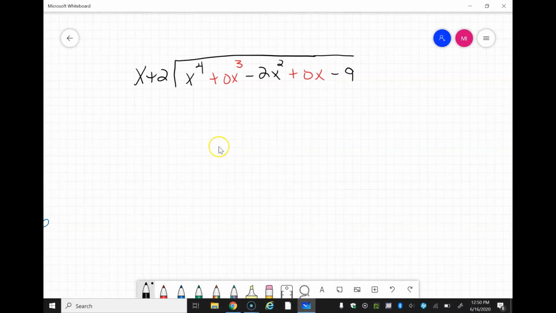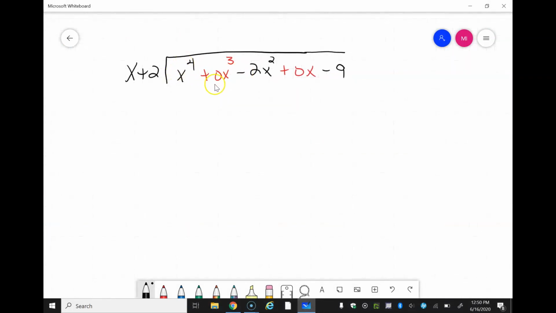You notice in red this is the same problem, and I went ahead and put in the missing terms in red. I put a 0 in front because this signifies, if I say 0 times x to the third, wouldn't this whole thing go away? And then 0 times x, this whole thing will go away because it's just 0. And that's left with the original problem that we just had in the slides, x to the fourth minus 2x squared minus 9.